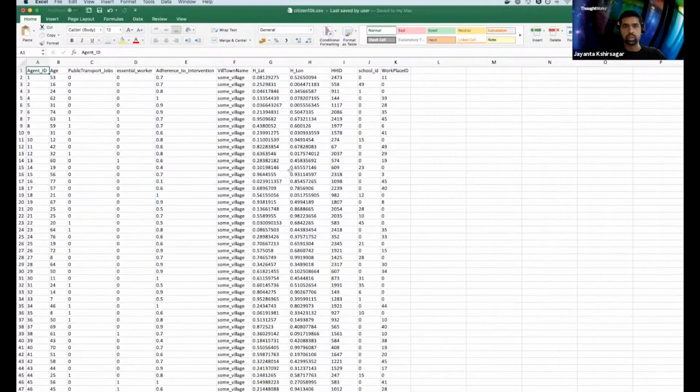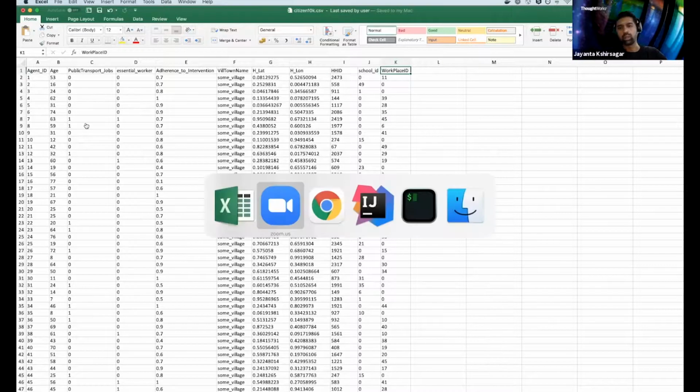Hope my screen is visible. This is not the actual synthetic population, but look at this as dummy data, which I'll be using for this particular run. So basically, there are agent IDs and there is age, then public transport: do people take public transport or not? Is the individual an essential worker and so on, right? What is the latitude and longitude of this individual's home? What is the home ID? What is the workplace ID and so on? This can become very complex. The ones we are dealing with can have 20 to 30 or even n number of columns.